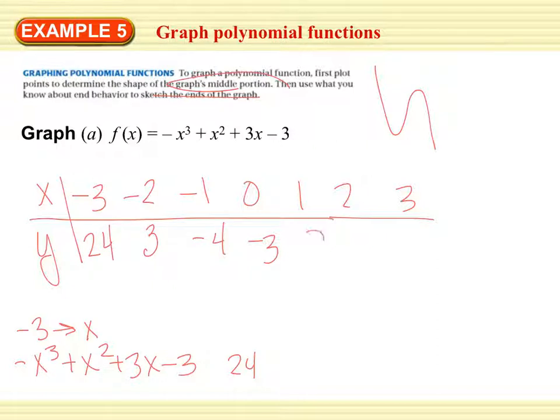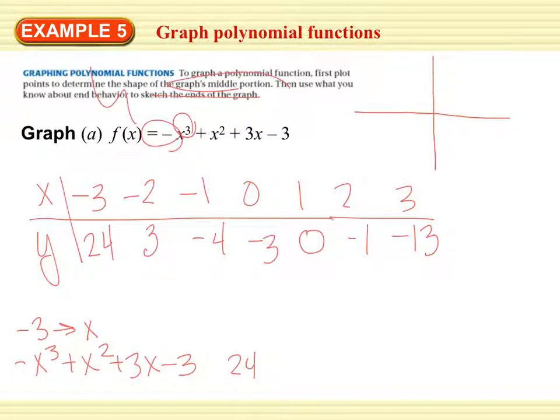Plug in a 1, a 2. Cool. So if we were to plot this, we don't have to plot all the points. We know the general behavior. I've got negative in third power, so it looks like that.